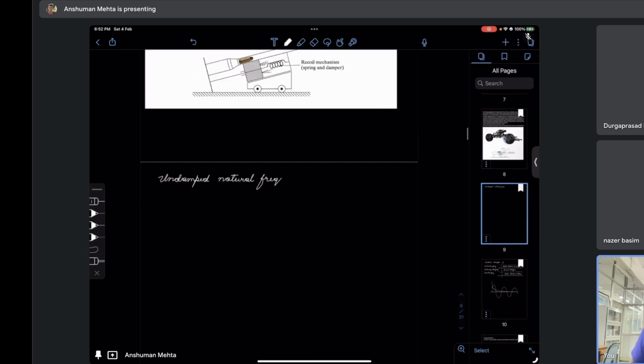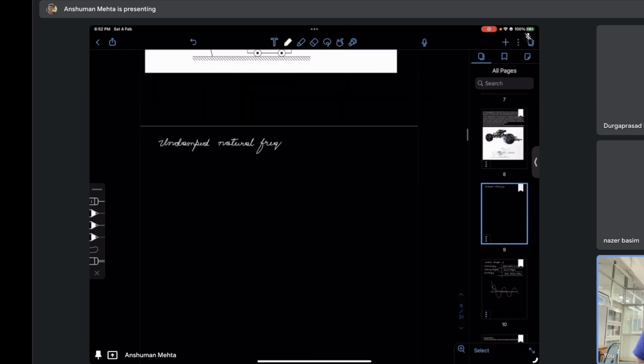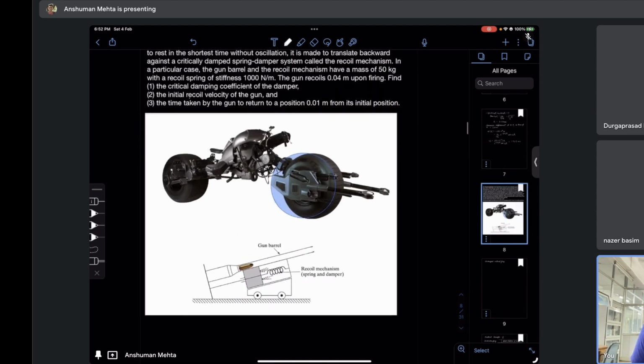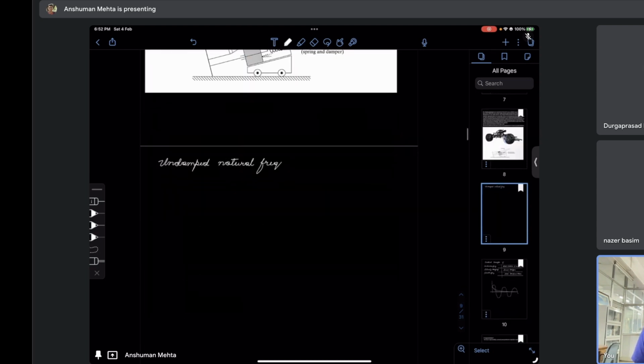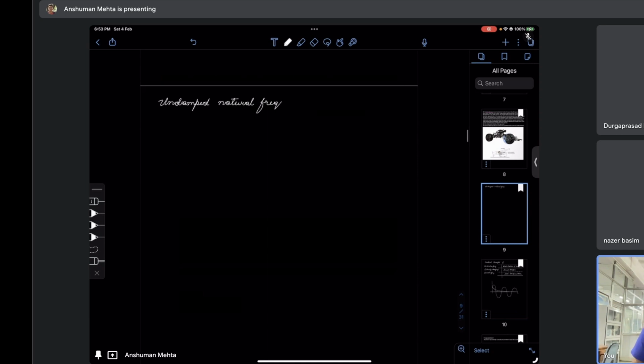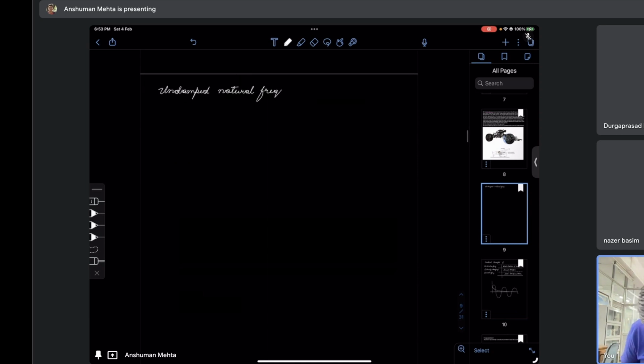So in this problem we are taking care of gun recoil, so we have to design a critically damped system. First we will find omega n, which will be equal to square root of k by m.